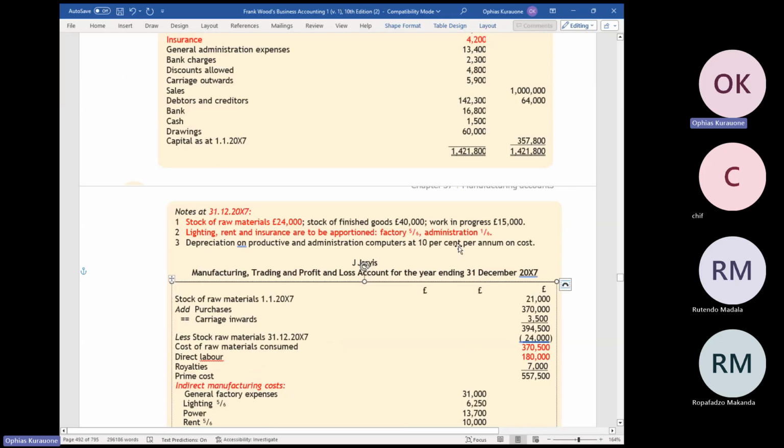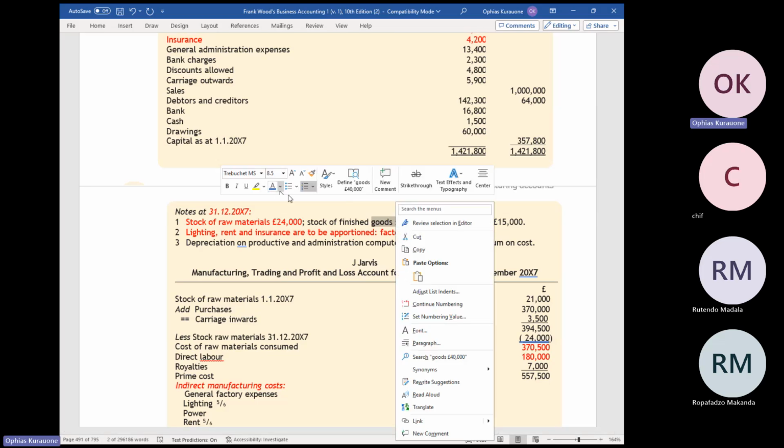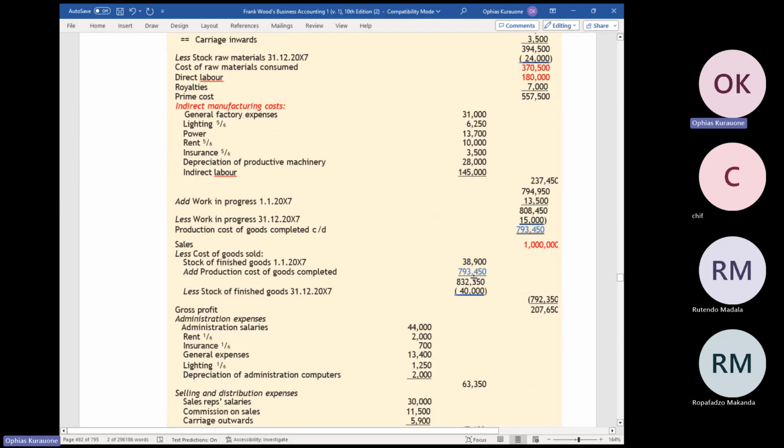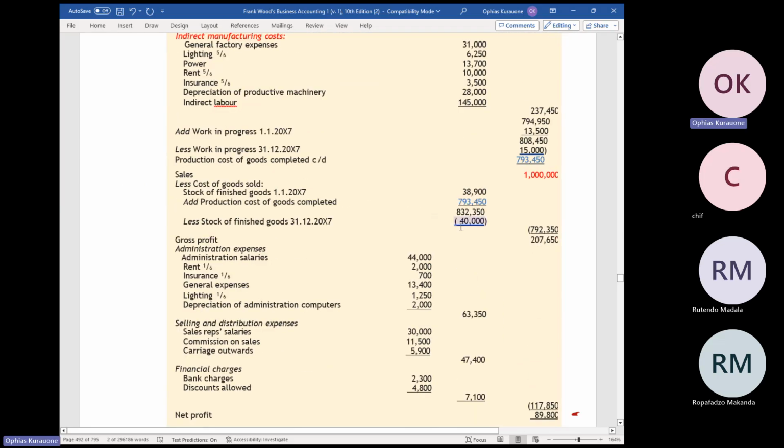You pick this figure on the additional information here. Then you have got your gross profit. So what you need to understand, after you prepared your manufacturing account, is that the production of goods completed at the end should be transferred to the profit account. That's why you find out that we have now this figure.